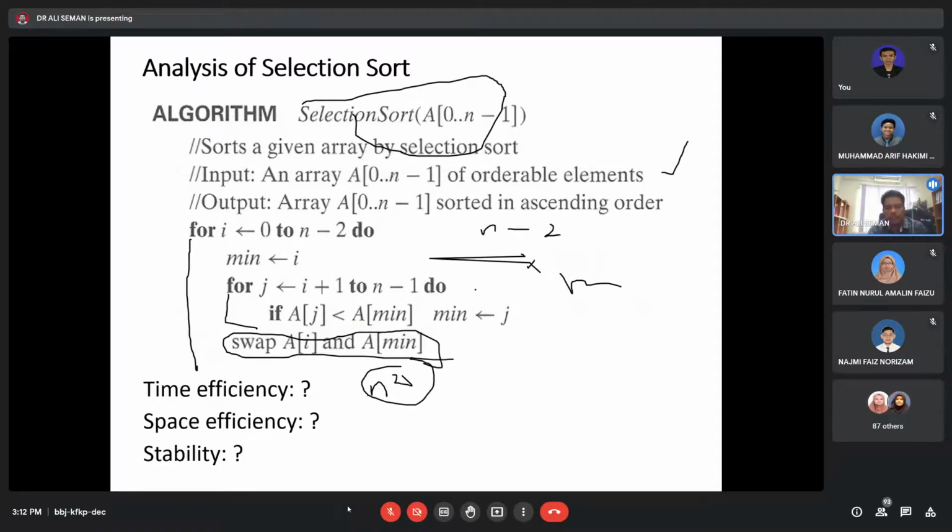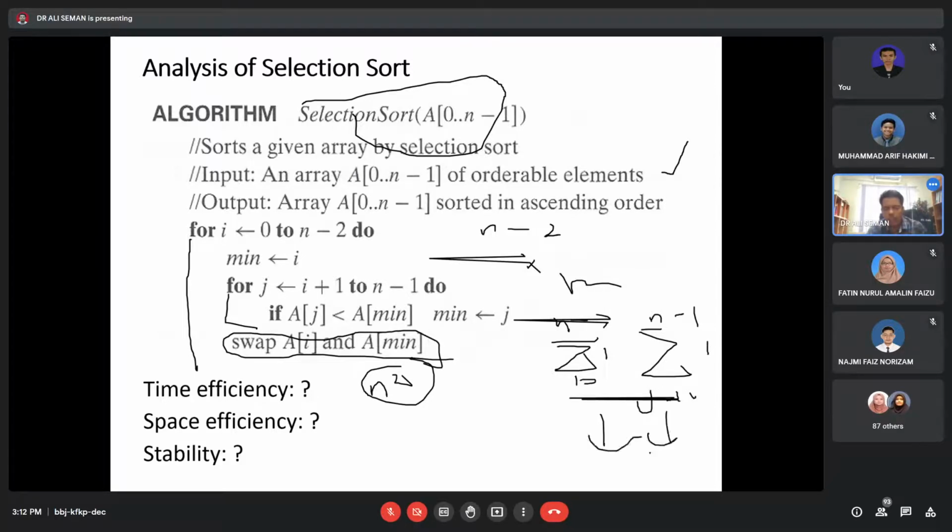Then for the detailed analysis, you may have this summation, i equal to 0 to n minus 2, increased by 1, and another summation, j equal to i plus 1 to n minus 1. Then you can derive this, and finally you get n squared. Okay.